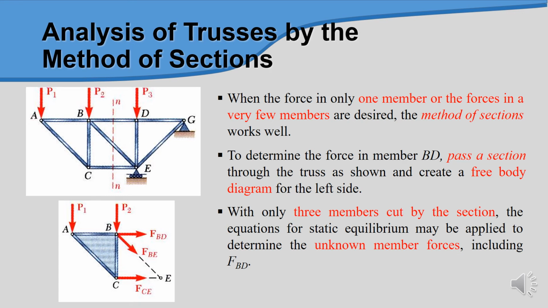With only 3 members cut by the section, the equation for static equilibrium may be applied to determine the unknown member force, including the FBD. From there we will proceed by using net force equal to 0 and also the moment at a particular point equal to 0.